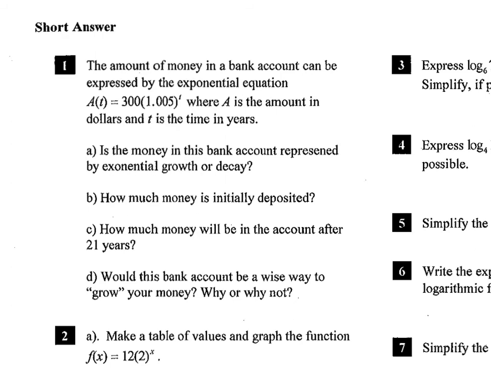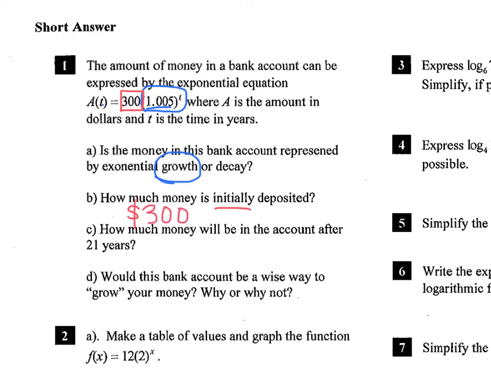For question 1, part A and B, you actually don't need the calculator for those parts. So to answer part A, is it growth or decay, we have to look at the number that's connected to the exponent. In this case it's a t, other times it could be an x. But since that number right there is bigger than 1, even though it's just a little bit bigger, this is exponential growth. The initial deposit, how much money there was at the beginning, is always the very first number, the one that isn't connected to the exponent. So in this case, there would be $300 when the bank account was first opened.